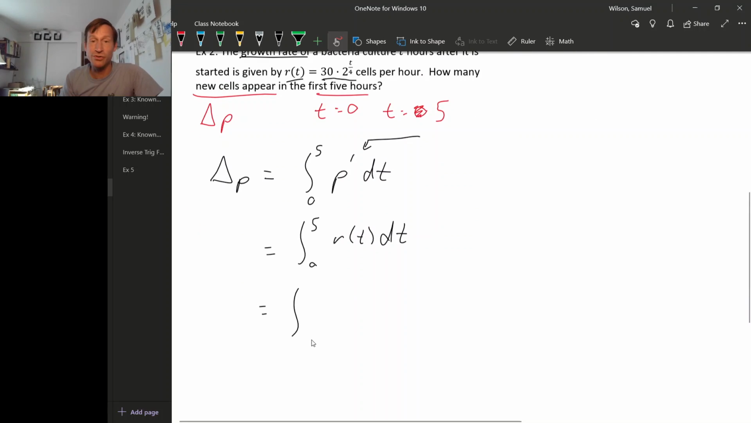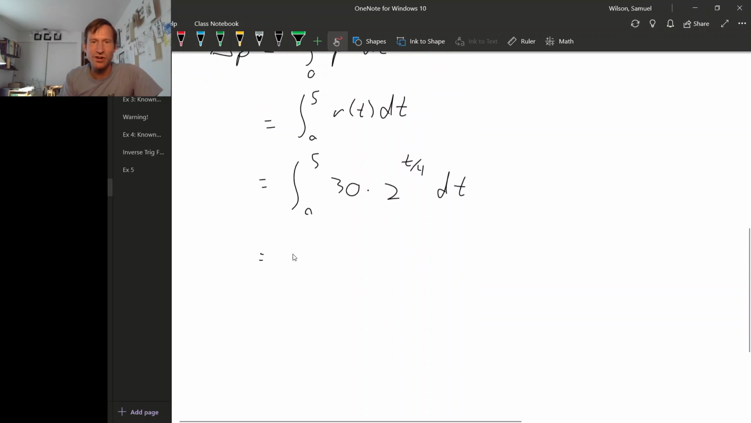Okay, so this is the integral from 0 to 5 of 30 times 2 to the t over 4 dt. All right, well, we can move this 30 outside of the integral to start with. So 30 times the integral from 0 to 5 of 2 to the t over 4 dt. And to handle this over 4 in the exponent, there are a couple ways to do this. You might be able to just guess an antiderivative, but if you aren't as good at guessing antiderivatives as some other people, then maybe it would occur to you to do a substitution.